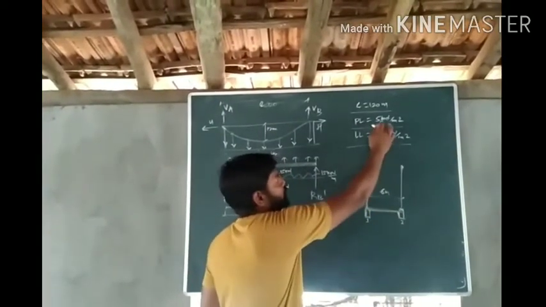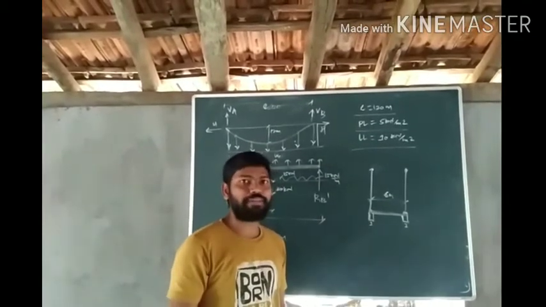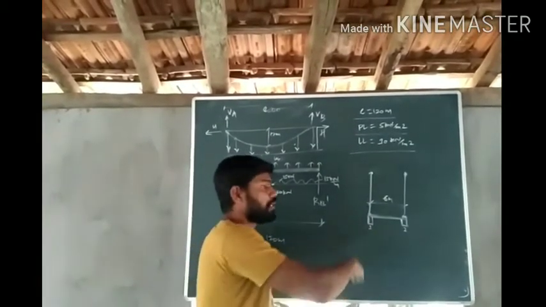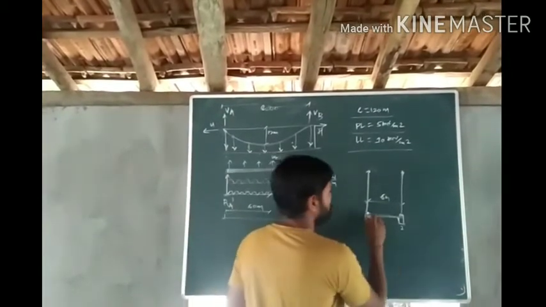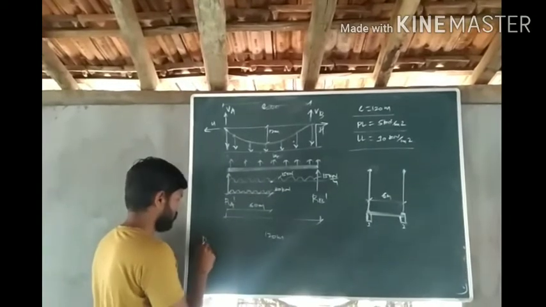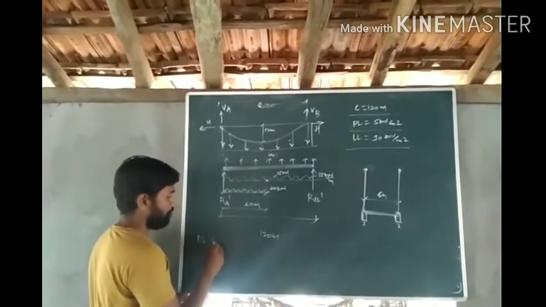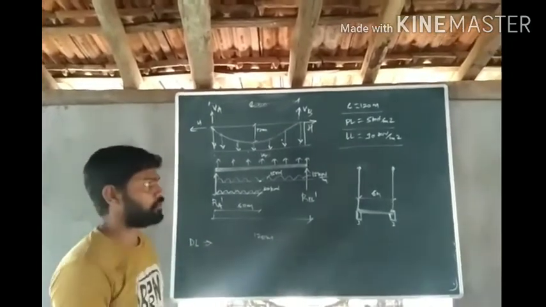हा जो लोड इथे दिलेला आहे 5 kilonewton per meter square and 10 kilonewton per meter square, हा ब्रिजचा जो डेक स्लॅब आहे त्याच्यावरचा लोड आहे. म्हणजे स्टिफनिंग गर्डरवर लोड किती येईल तर आपल्याला तो कॅल्क्युलेट करावा लागेल. So first we will calculate the dead load on the stiffening girder. Okay, so its intensity is 5 kilonewton per meter square.